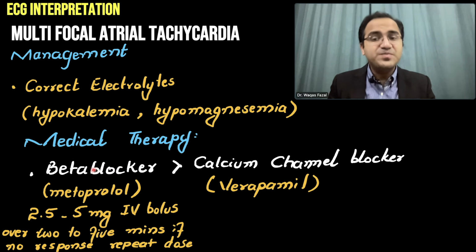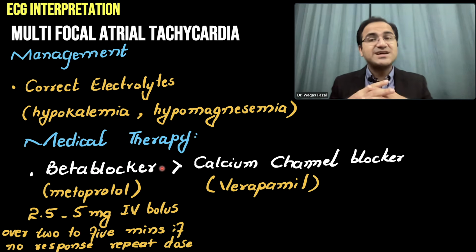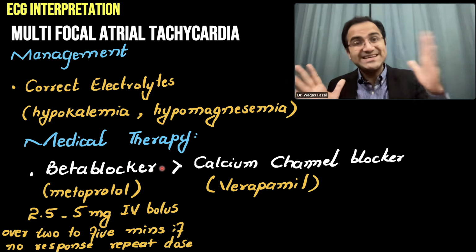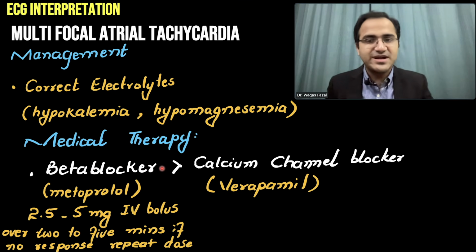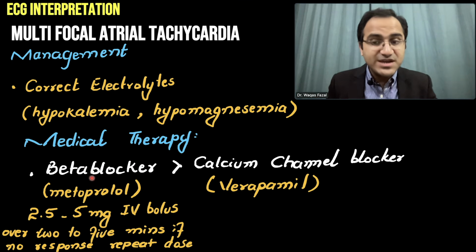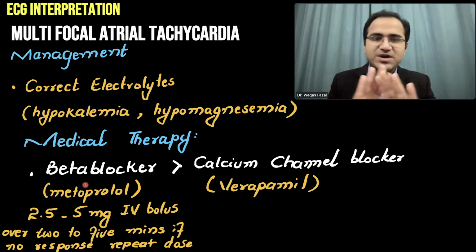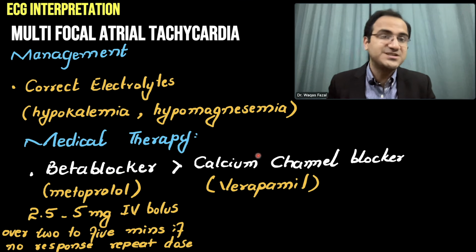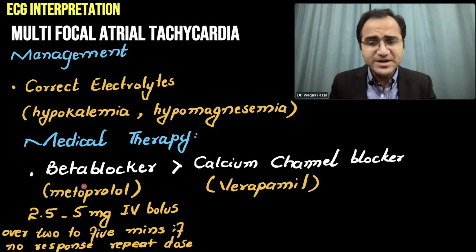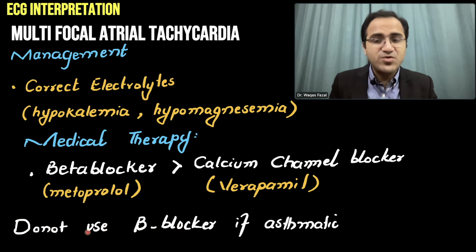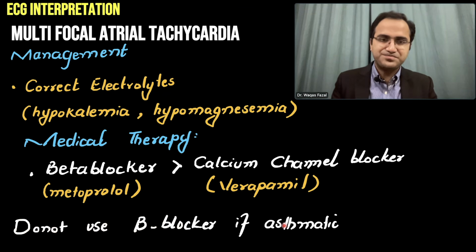In medical therapy, beta blockers are given to control the rate. As I said, multifocal atrial tachycardia has tachycardia in it. There is increased heart rate, and beta blockers like metoprolol are given in patients that are not asthmatic. In asthmatics, you cannot give beta blockers. In asthmatics, you give calcium channel blockers like verapamil. Metoprolol is given 2.5 to 5 mg IV bolus over 2 to 5 minutes. If there is no response, you repeat the dose. And in asthmatics, you use a calcium channel blocker. Do not use a beta blocker if the patient is asthmatic.